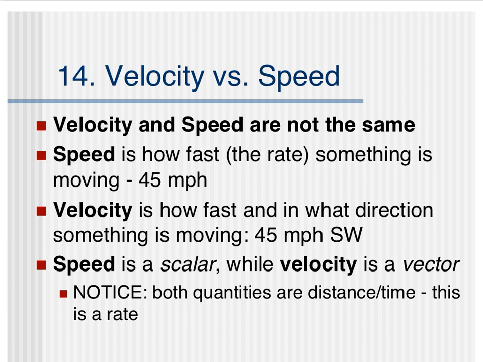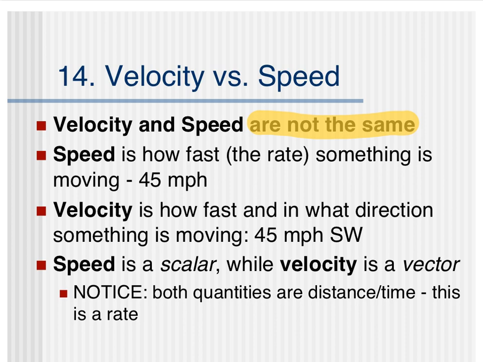That's not true within the world of physics. Velocity and speed are not the same. They have two very specific meanings, and they're two different meanings in the world of physics. So let's start with speed. Speed is simply a measure of how fast or the rate that something is moving. 45 miles per hour, for example.